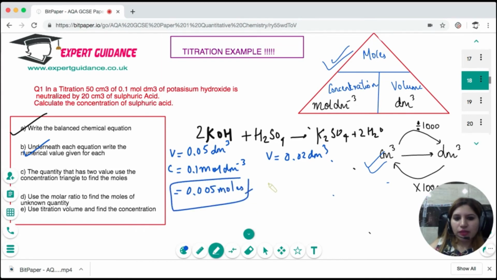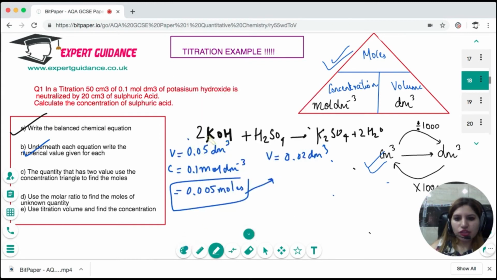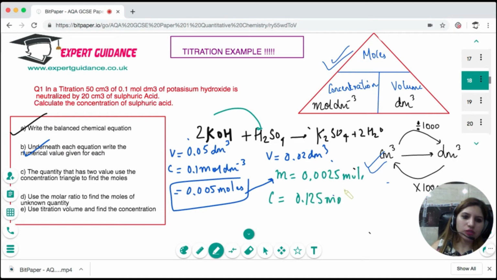Now, what will be the moles of sulfuric acid from the moles of KOH? I need to divide it by 2 because 2:1 is the ratio. So I'll divide this by 2. That will give me the moles of H2SO4 as 0.0025 moles. I got the moles, I got the volume. Concentration is moles divided by volume. So I'll divide this by the volume and I'll get the concentration 0.25 moles per dm³.